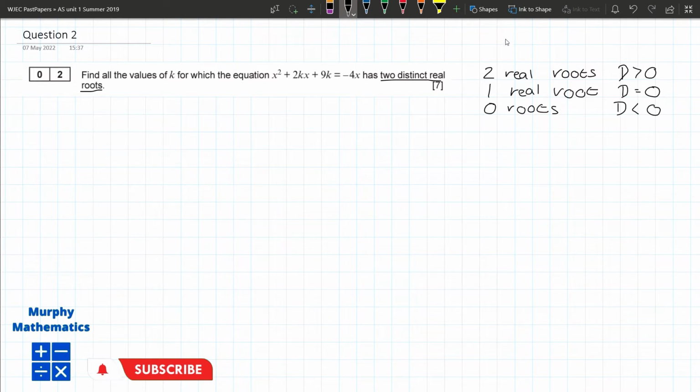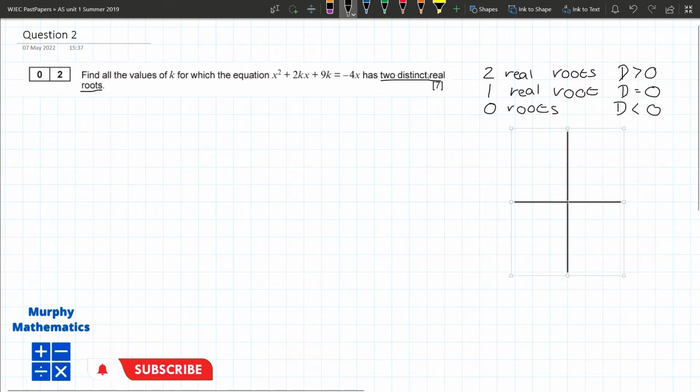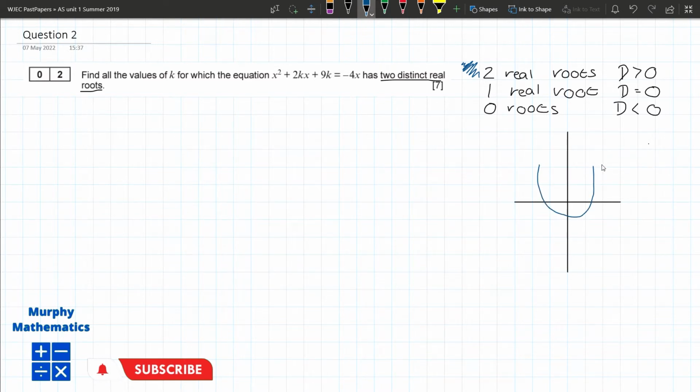I'm going to draw these out graphically so I can show you what that actually means. So we have a graph. I'll draw the two real roots when d is greater than 0 in blue, and it will look something like this. We intersect the x-axis twice. Then one real root in red, when it just touches the x-axis, and that's when d equals 0.